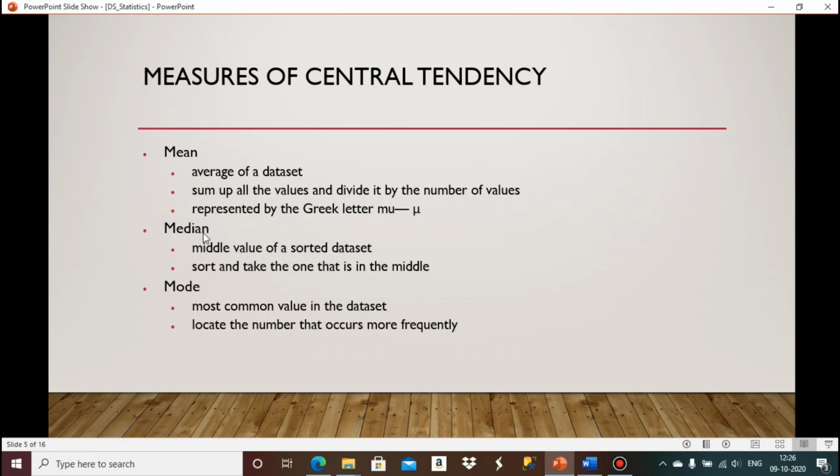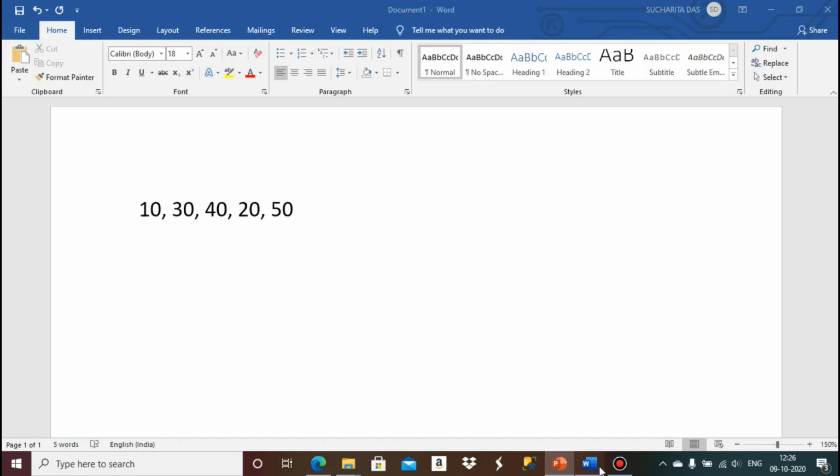Then comes median. Median is the middle value of a sorted data set. So if I go back here, to find the median of this data set, the first task we have to do is sort this data set. So something like 10, 20, 30, 40, 50.